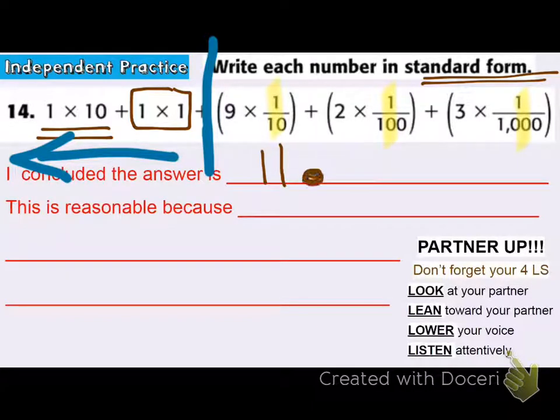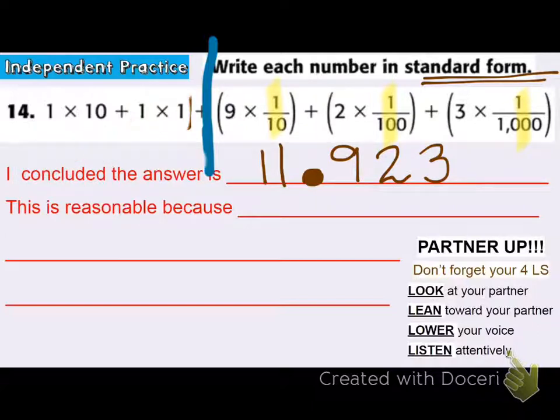So I'm going to put that barrier to show less than 1. 9 is in the tenths, 2 is in the hundredths, and 3 is in the thousandths. So the number is 11 and 923 thousandths. I know this is reasonable because I have 2 digits that are whole numbers, 11, and I have 3 digits that are the decimal, tenths, hundredths, thousandths. So I know I have the correct answer.